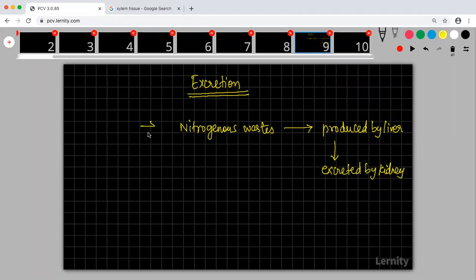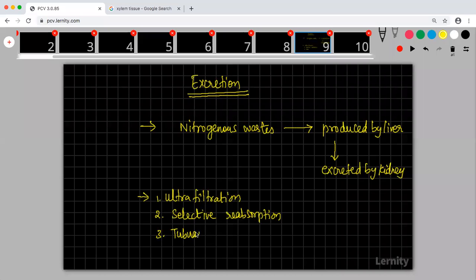We studied the steps of urine formation, 3 steps: ultrafiltration, and second one, selective reabsorption, and the third one, tubular secretion. We have studied this thing.